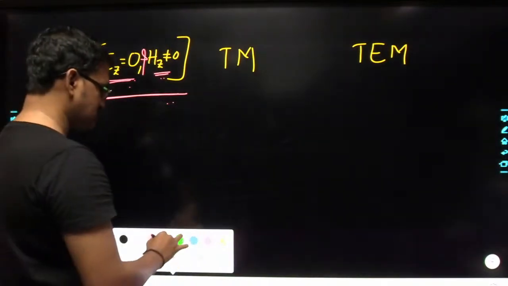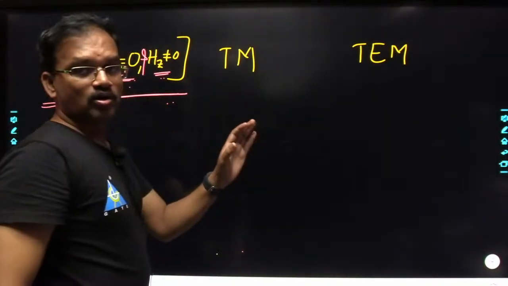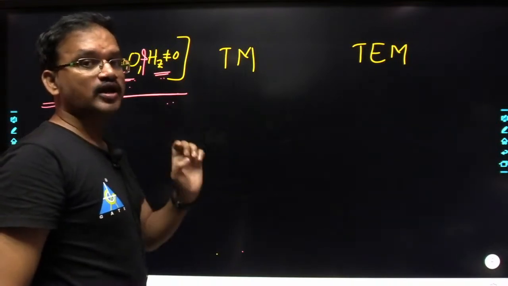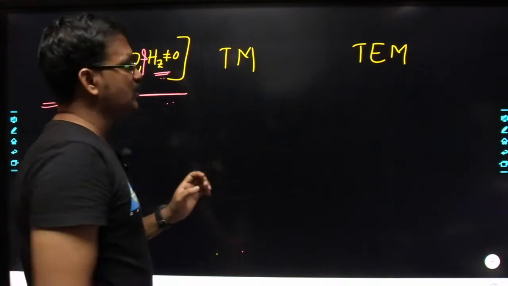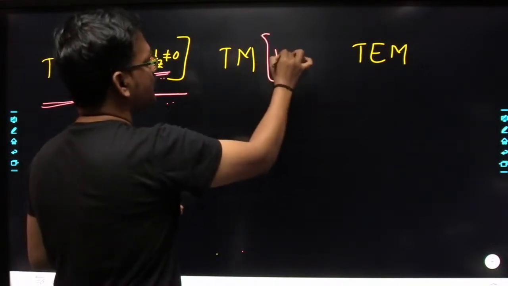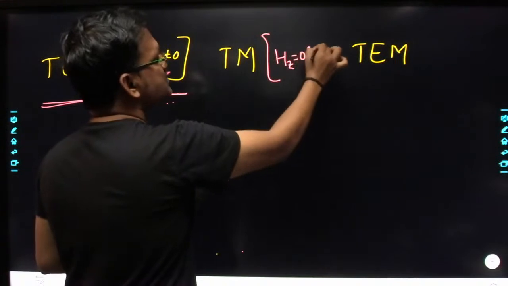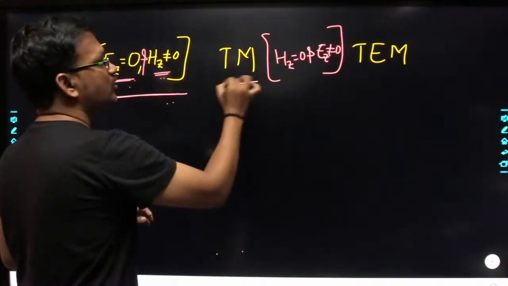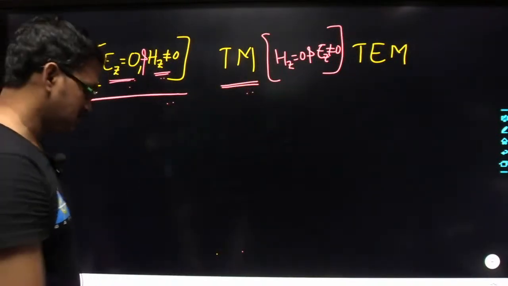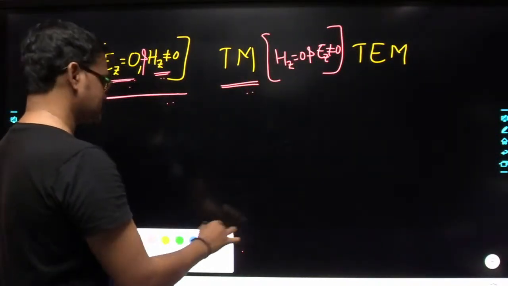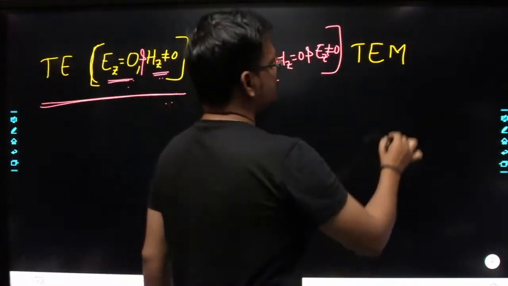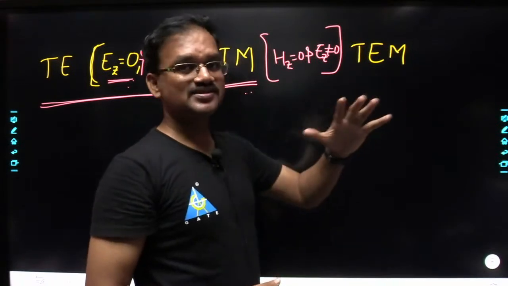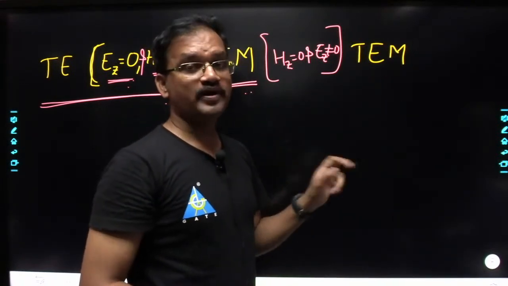Okay, if there exists no magnetic field component along the net propagation direction, that is Hz is equivalent to 0 and Ez not equivalent to 0, then that mode we call it what here? We call it a TM mode, right? Okay, so next TEM. TEM means there exists no component of electric field as well as magnetic field along the net propagation direction.